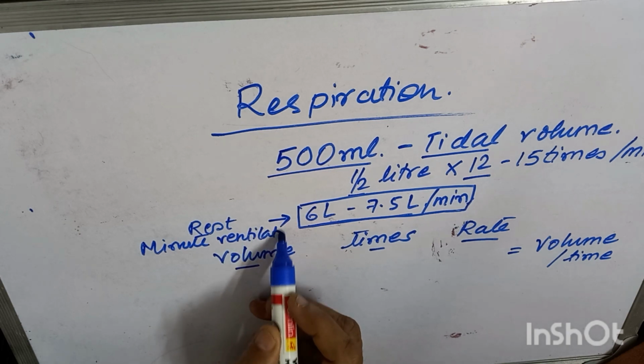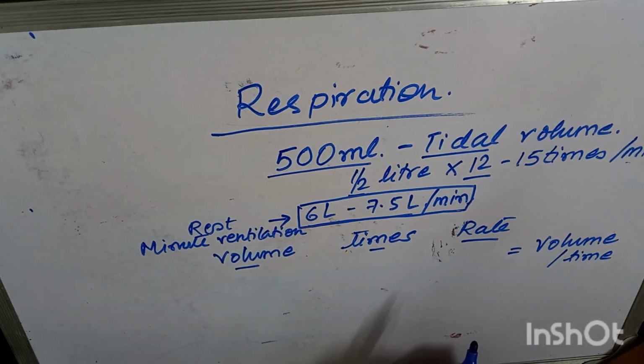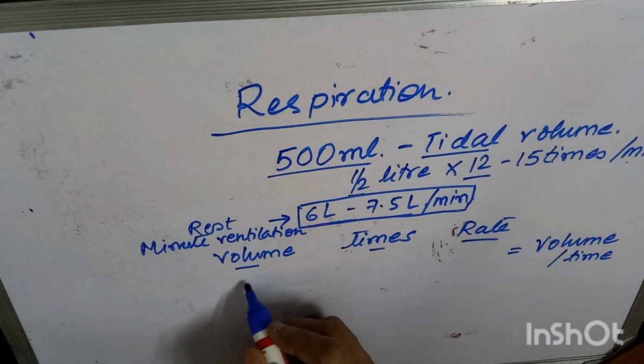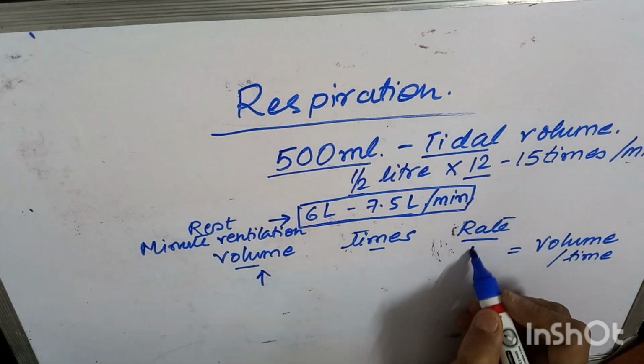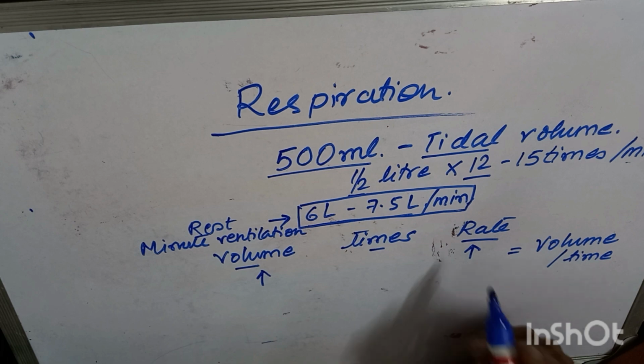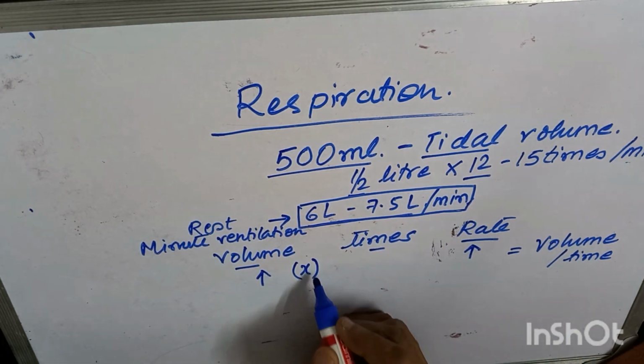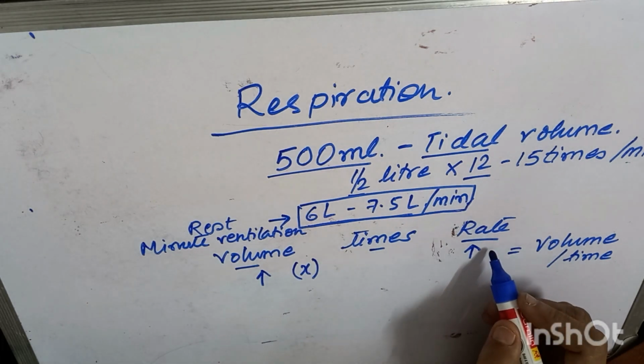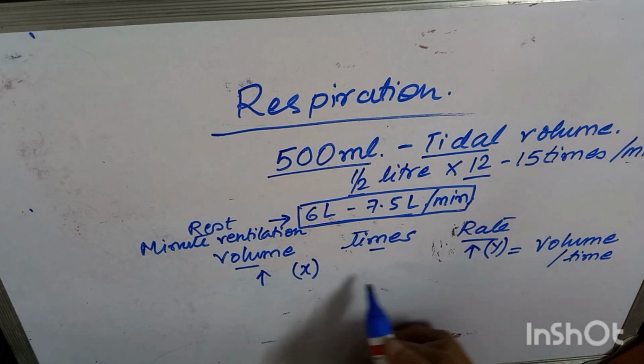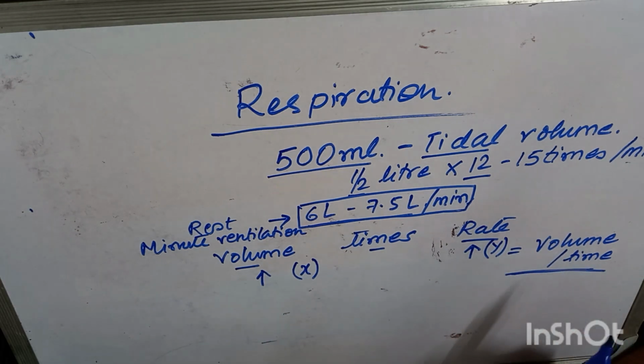So how much can it go up? It can go up to say 40 liters, say 70 liters. So how does that go up? If the volume can be increased as well as the rate, say volume increases by a factor x, and rate increases by a factor y, it can go up to a huge amount.